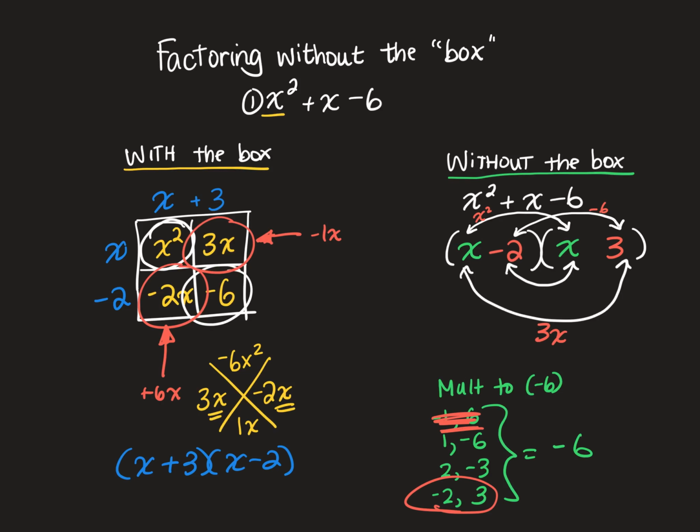And my inside terms, negative 2 times x, and that's negative 2x. Now if I add those together, I get 1x. That's what this middle term was. And that's how I know I factored this correctly. Essentially what you're doing is just checking your answer. So like I said, there are some shortcuts that we can use as we go through this process. And as we get better at it, you'll start to see that.